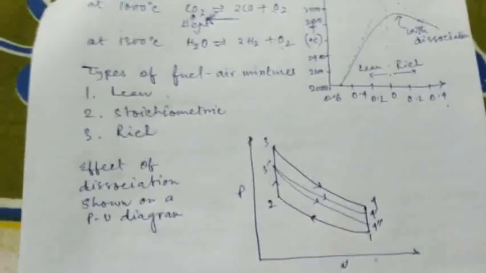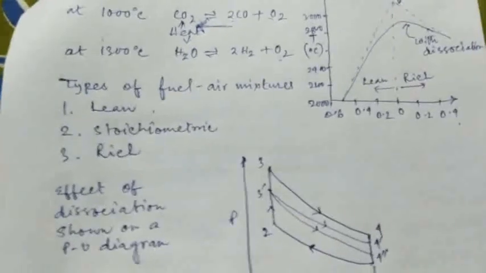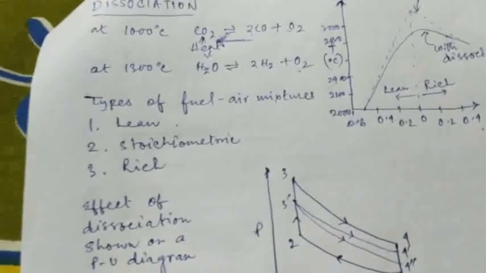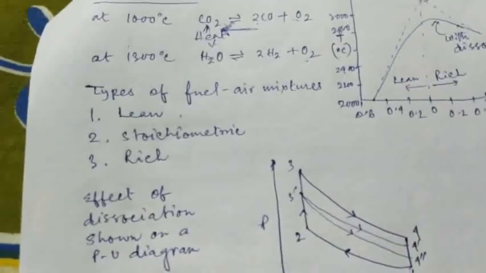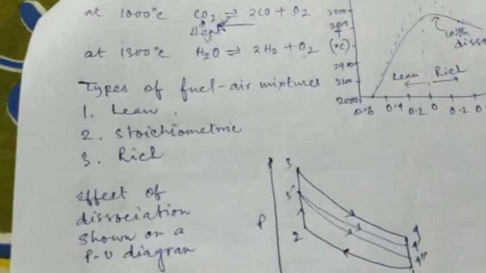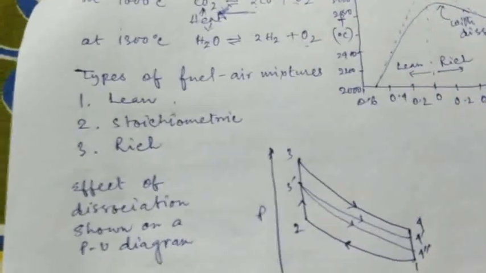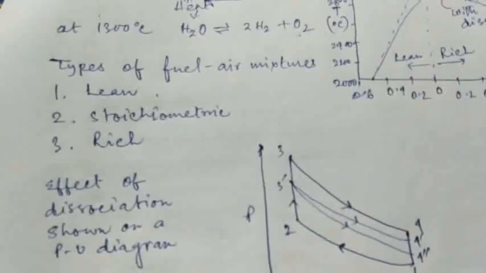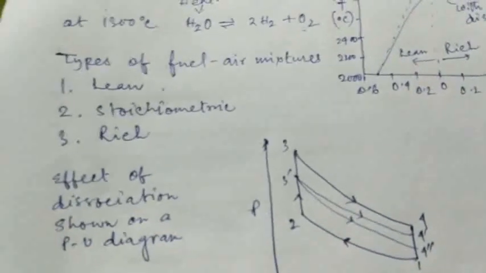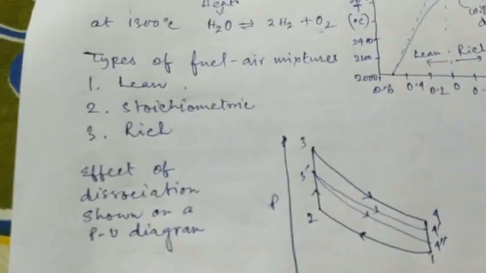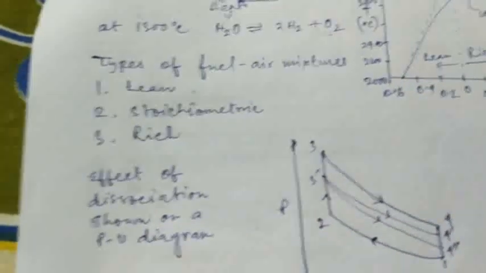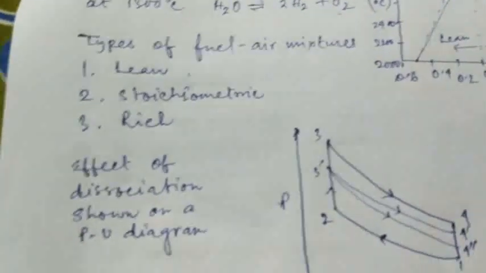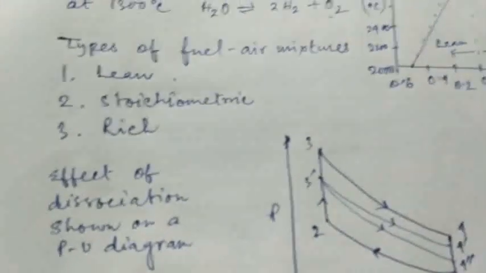As we know, there are three types of mixture: lean, stoichiometric and rich. On the basis of this, we will analyze our dissociation. We know what a lean mixture is: the amount of oxygen present is much more than the amount needed to burn all the fuel. Stoichiometric means the amount of oxygen present in the mixture is sufficient to burn all the fuel. And a rich mixture is where the amount of oxygen present in the mixture is less than the amount of oxygen required to burn all the fuel.